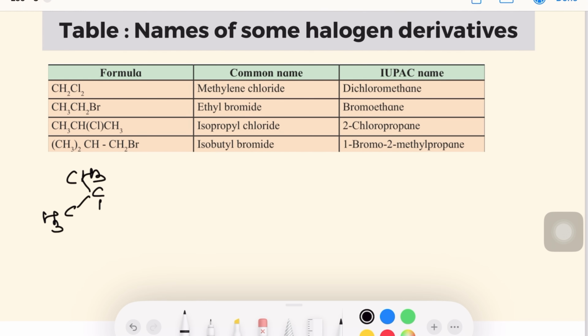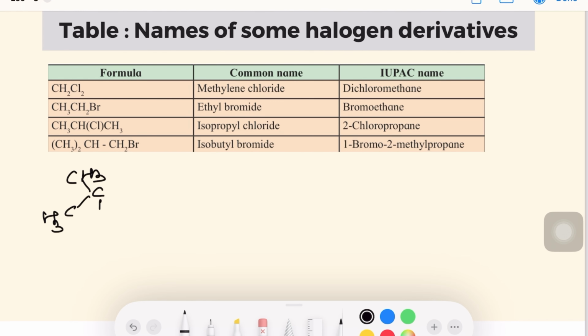What type of compound is it? 1, 2, 3 and 4. In this there is an iso. What is meant by iso? In a structure like this, 1, 2 and 3, to that again 1 more carbon atom is present. So how many carbon atoms are there? 1, 2, 3 and 4. So it is an isobutyl structure, and the halogen used is bromide here. So the common name of this compound is isobutyl bromide.